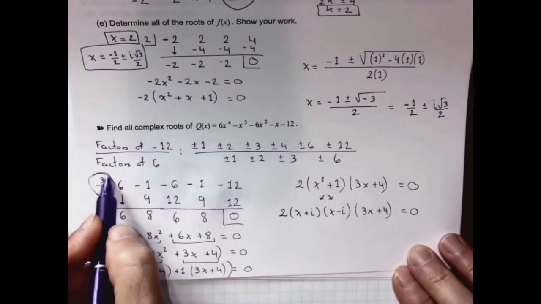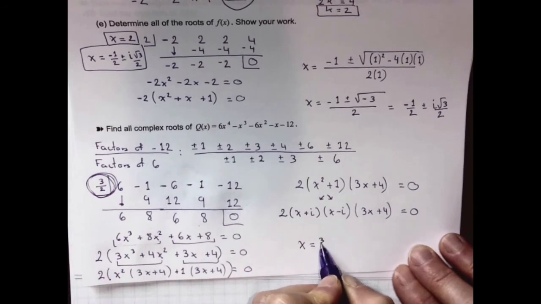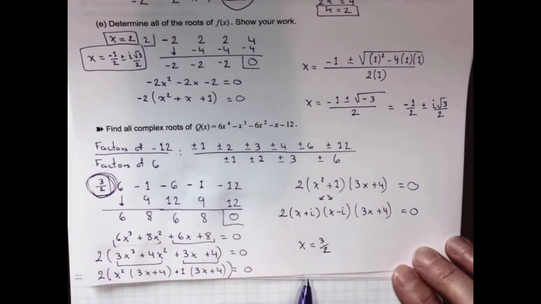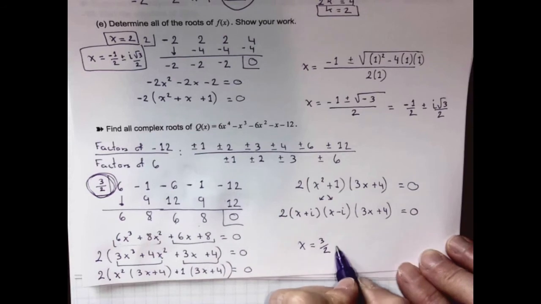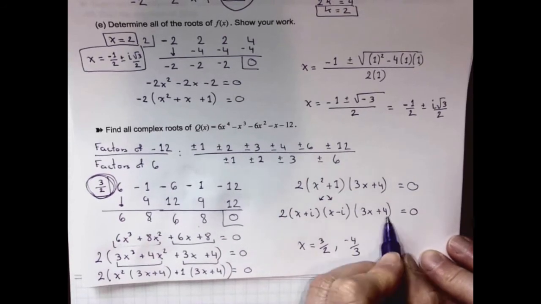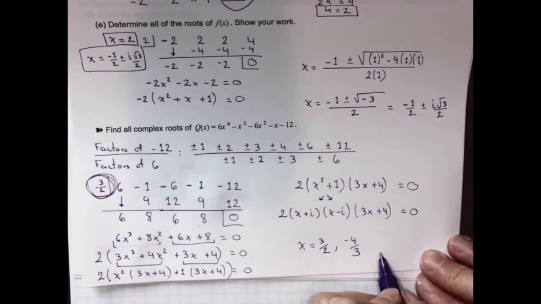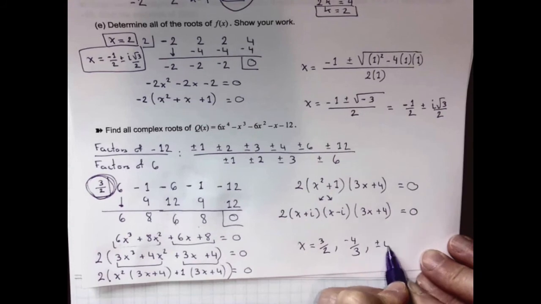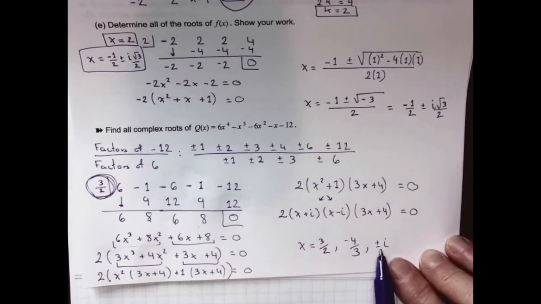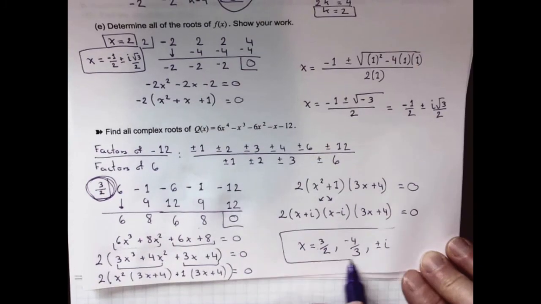So we already had 1 zero given to us there, right? So we're going to put this one down so we don't lose it. So we have a 3/2. This here will be equal to a negative 4/3, right? And then those two will be positive or negative i. Count: 2, 3, 4. It was a quartic. We got them all.